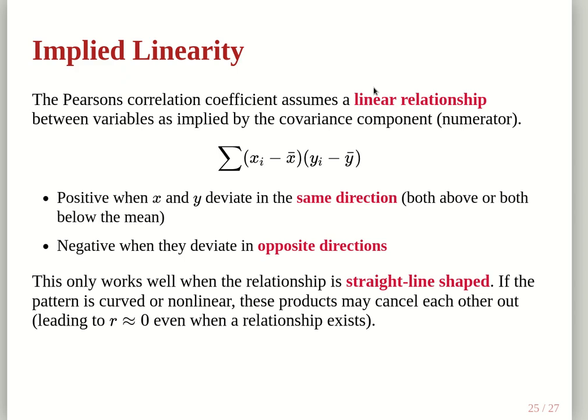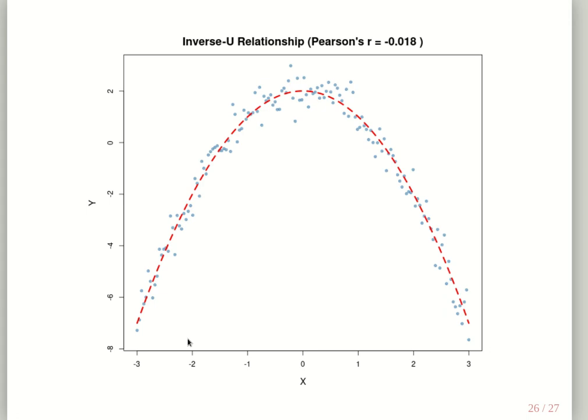When one variable increases, the other increases, or when one variable increases, the other decreases. If the pattern is curved or non-linear, these products might cancel each other because they might no longer be consistent, and it might end up leading to a value of the Pearson correlation coefficient that is close to 0, even though a relationship clearly exists. So here we have an extreme example. This is made up data, obviously, where both variables seem to be clearly related. There is a very clear pattern where the changes of x lead to very consistent changes of y.